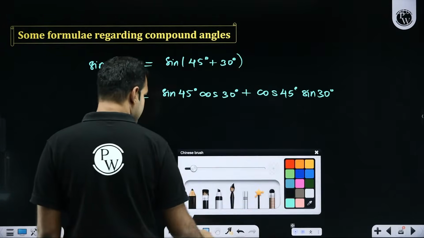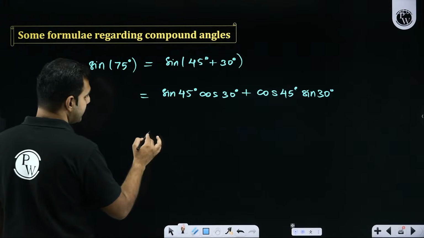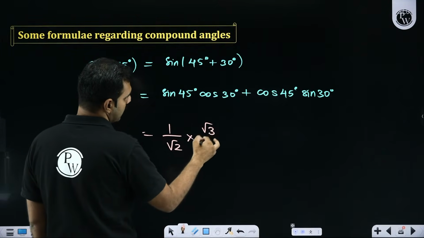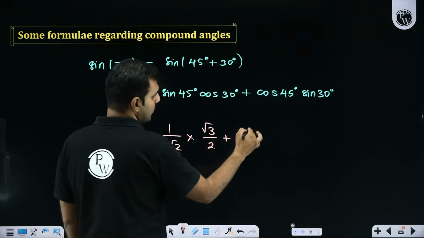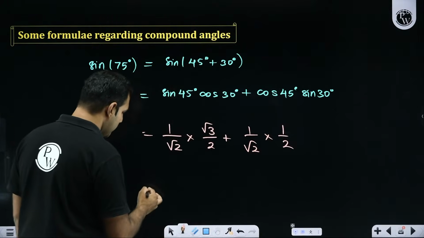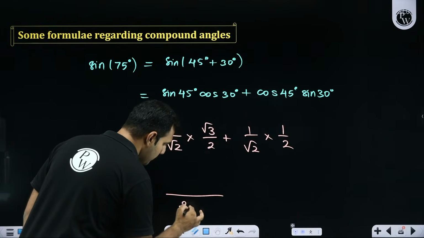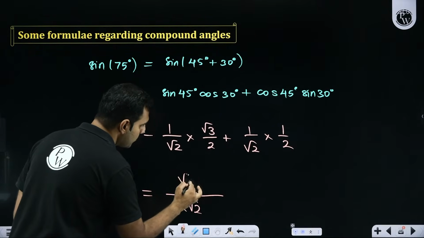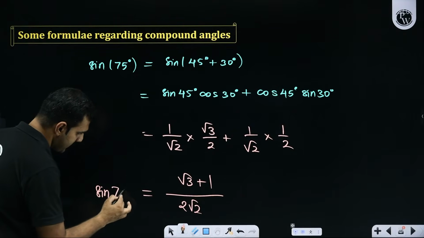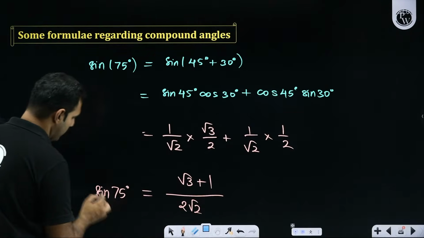So can you help me with some values here, students? Sine 45 is 1 by root 2. Cos 30 is root 3 by 2. Plus cos 45 is 1 by root 2. Sine 30 is 1 by 2. So the denominator is clearly 2 root 2. Numerator is root 3 and there it is 1. So that's nothing but sine 75 degree for you.